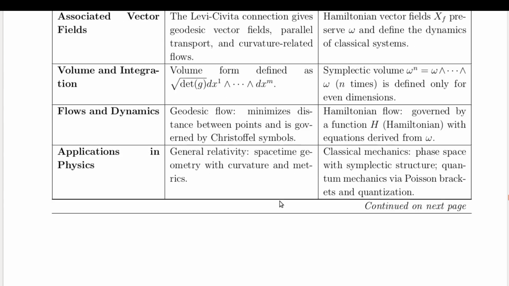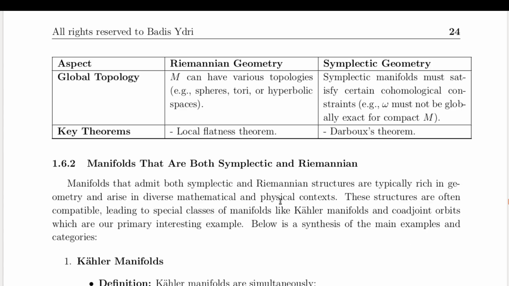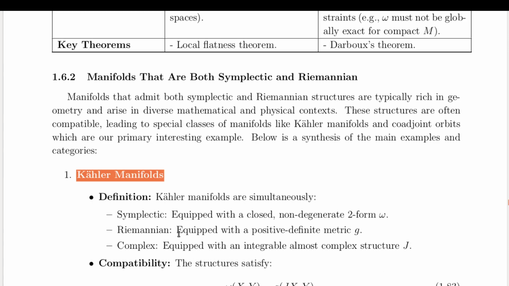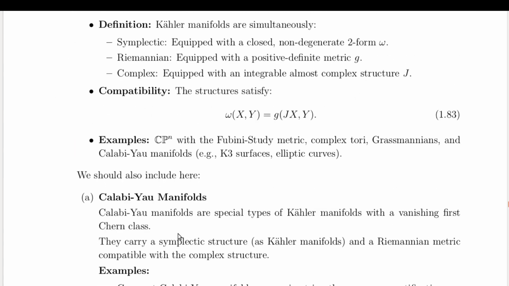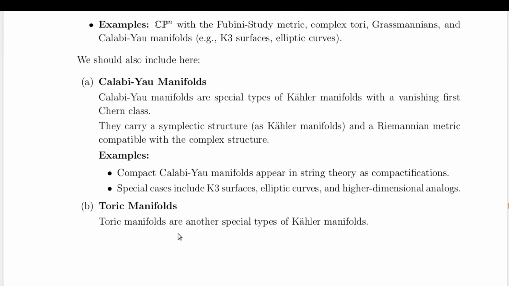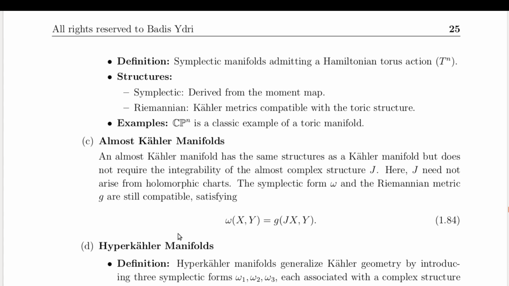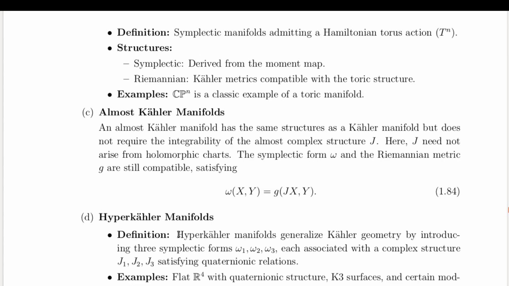Manifolds that are both symplectic and Riemannian. Kähler manifolds unify Riemannian and symplectic geometries with a complex structure. These spaces satisfy compatibility conditions, making them ideal for studying geometry and physics simultaneously. Familiar examples include CP^N, Calabi-Yau manifolds, and complex tori. In physics, Kähler manifolds are pivotal in string theory, where they describe compactifications of extra dimensions.